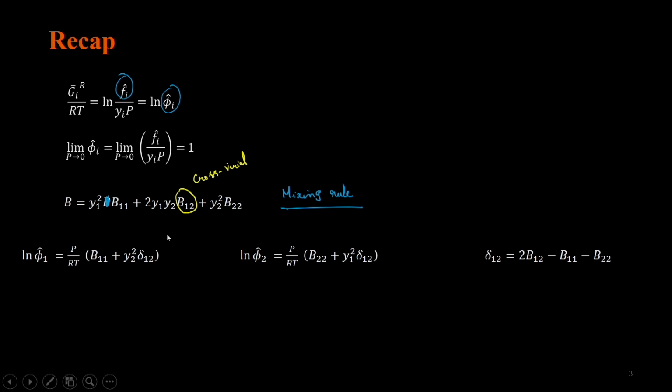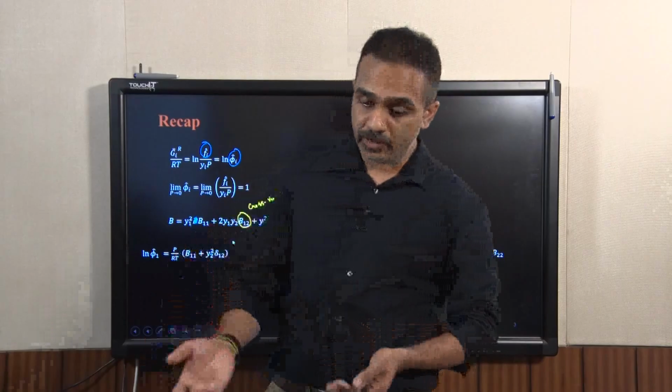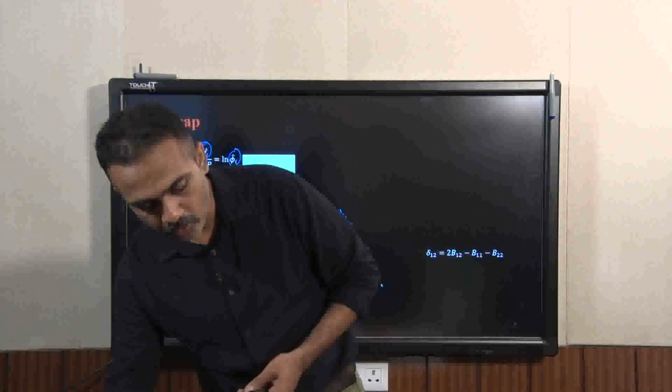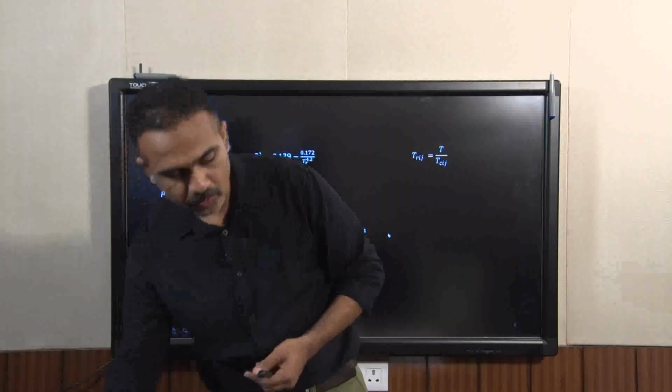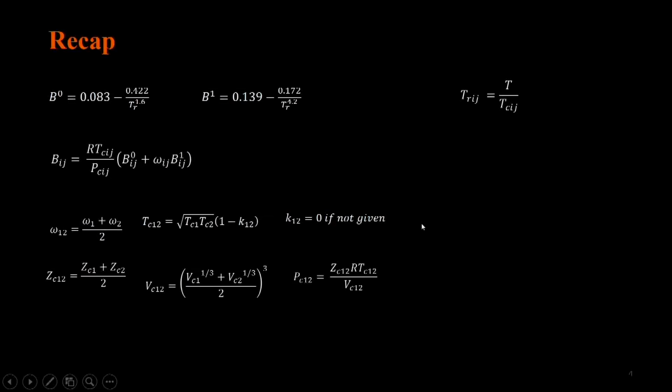Now, pure virial coefficients and the cross virial coefficient can be obtained from experiments or from the theory of corresponding states, for example, using correlations such as these for B0 and B1, which are related to the reduced temperature. And once we have B0 and B1, I can calculate B_ij. If i equals j, then we have the pure species second virial coefficient. If i is not equal to j, then we have what is known as the cross virial coefficient.